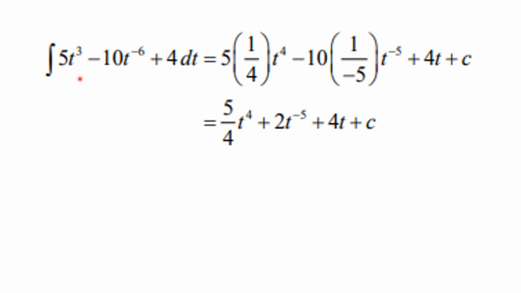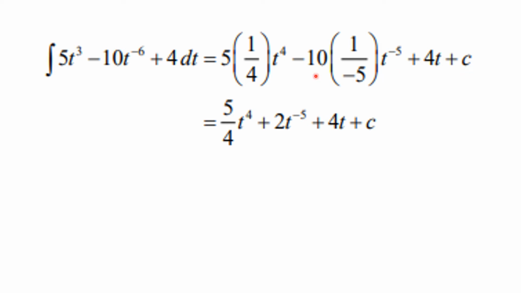Well, here you have the sum of 3 terms. We're going to do this term by term, and we're going to pull the constants out every time. So the 5 just sits there, but then we're integrating t cubed, and so that is going to be 1/4 t to the 4th. The minus 10 just sits there, and we're integrating t to the minus 6. So when you add 1 to the exponent, you get minus 5, so it is 1 over minus 5, and that is t to the minus 5. And then when you integrate 4, you'll get 4t. And then we actually get constants every time we take the integral, but we can lump them all together here and just have one big old c at the end.